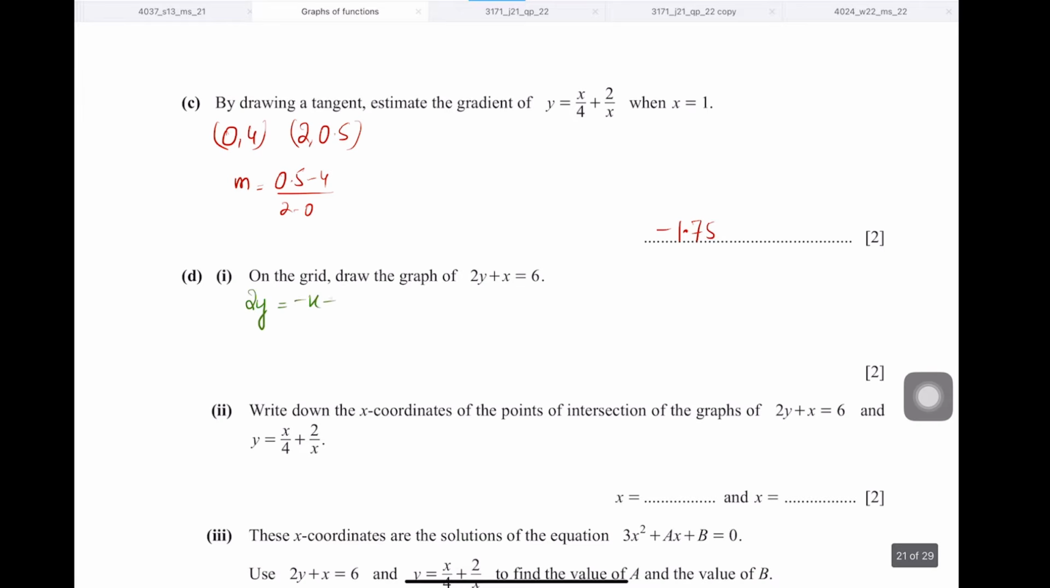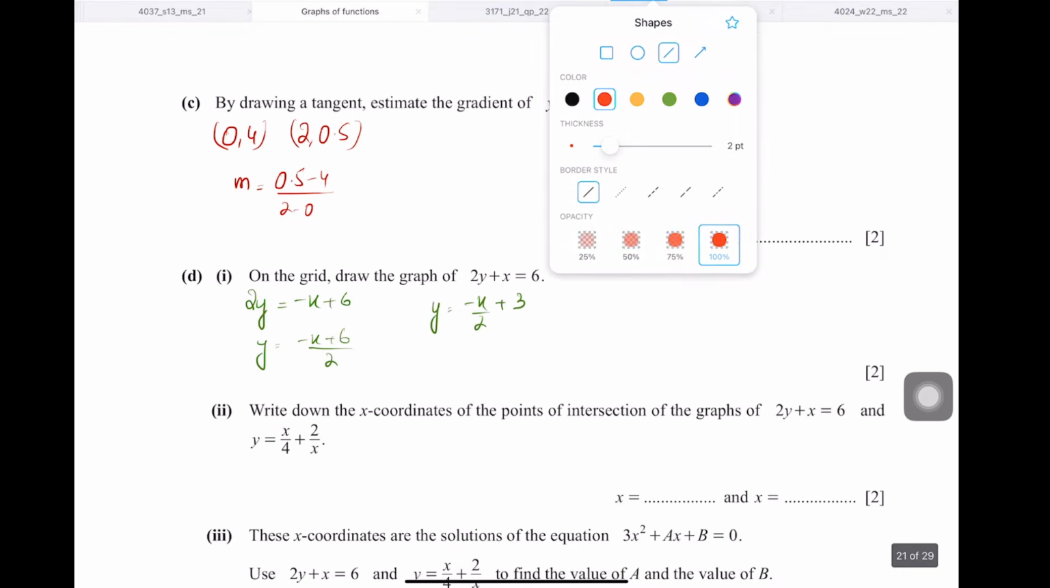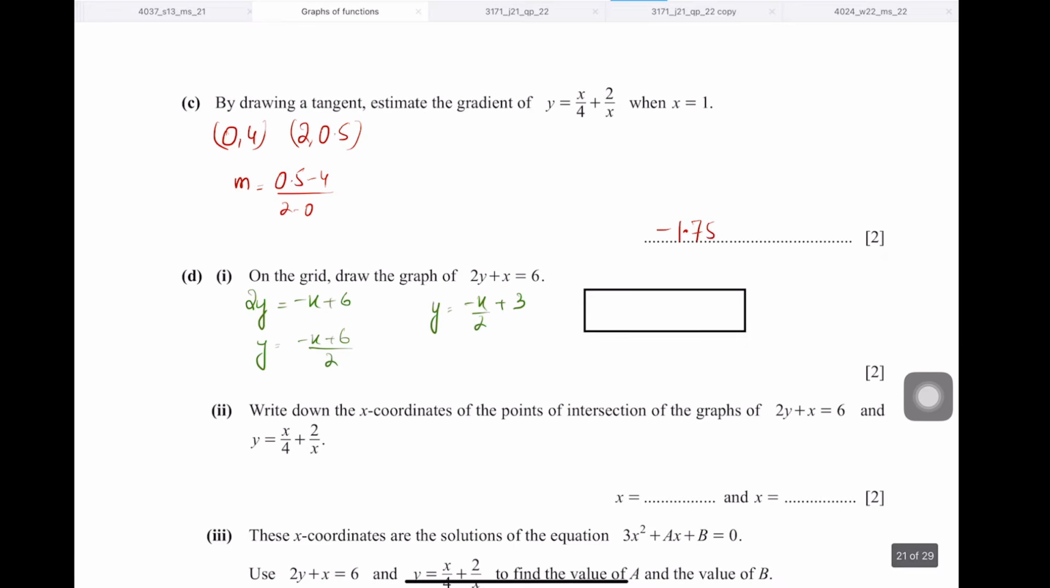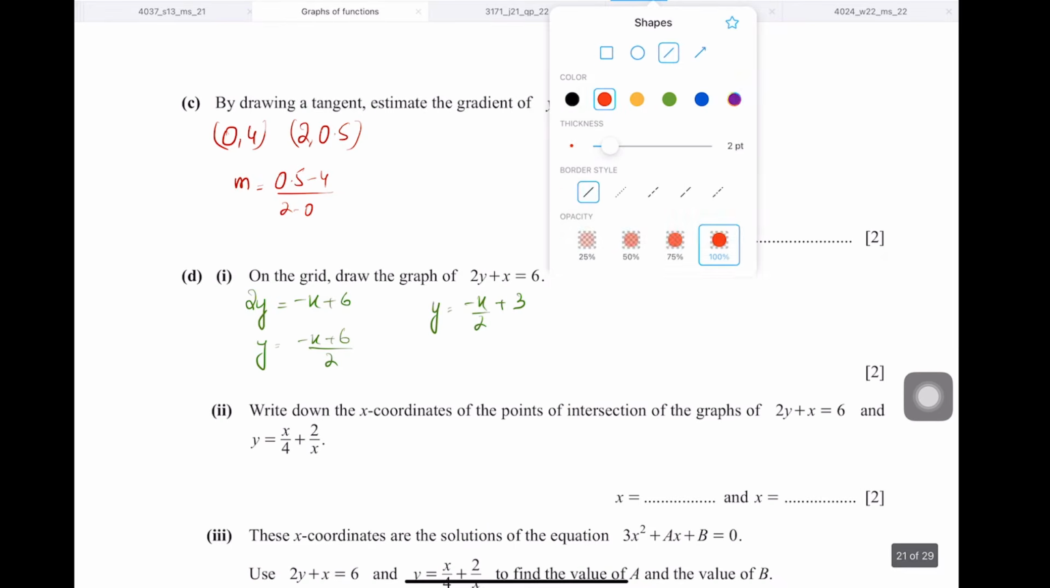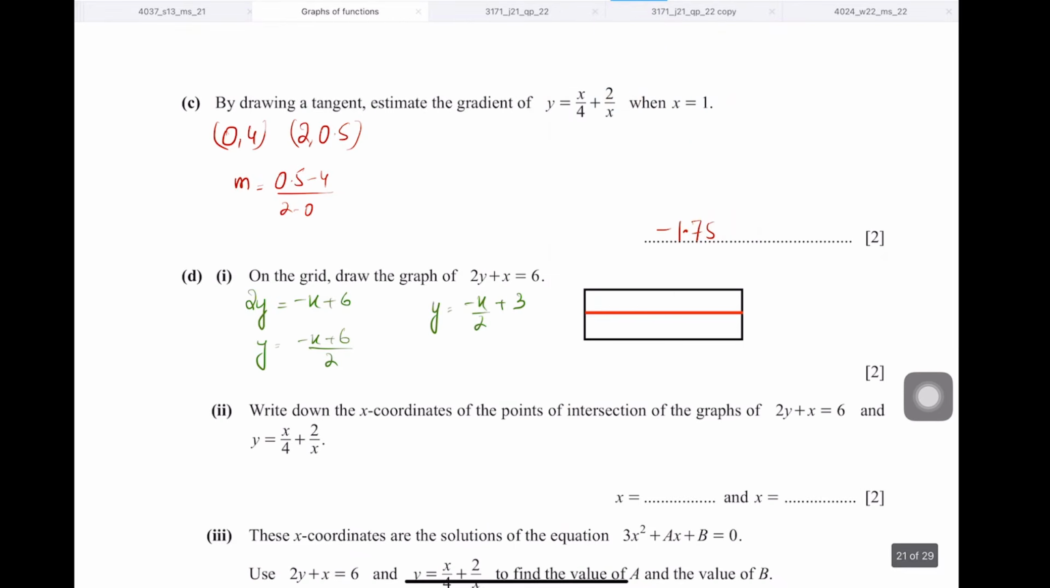So 2y equals minus x plus 6. And then if you make y the subject, you have minus x plus 6 upon 2. And then it's best that you write it separately. Minus x upon 2 and 6 upon 2 is 3. So you don't have to plug in 3 values. Remember, we plug in 3 values to make sure that if we end up making an error in one of the 3, we'll be able to find that. But 2 values are enough to make a line. Okay, so that's what I'm going to do.